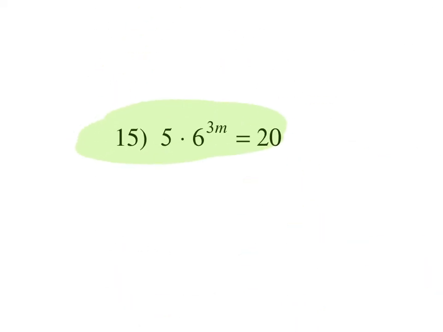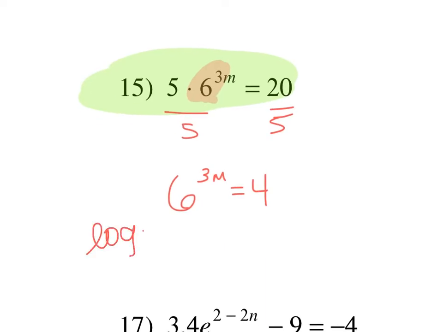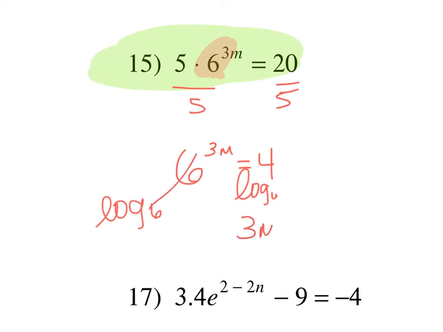All right, here we go. Come on. Keep going, keep going, keep going. What about this? What do I do first? Divide by 5. So I get 6 to the 3m equals 4. Now what? Log 6 on this side, log 6 on this side. So I have 3m equals, I would do log what over? Get some ridiculous decimal and do what? Divide by 3.